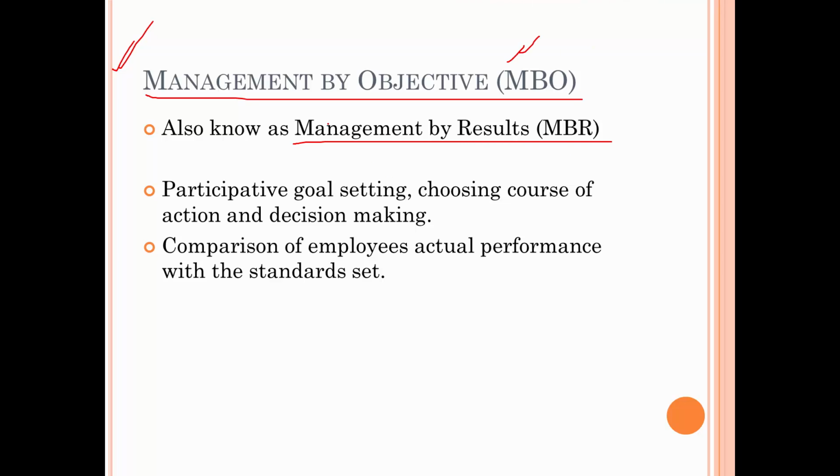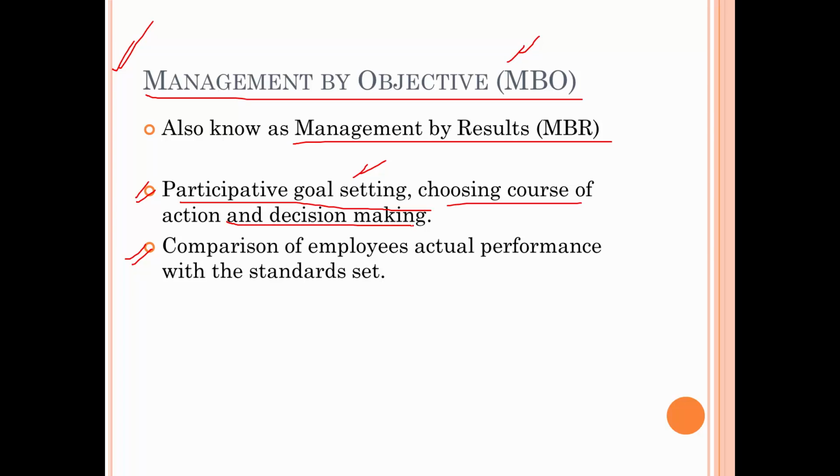Why is this known as management by results? Because objectives are to be followed, meaning a goal is set, and when you achieve them then they become results. So these are some of the features of MBO. The first feature is participative goal setting. That is, the employees themselves choose their goals, choose the course of action and take part in decision making. So this is done by a participative process.